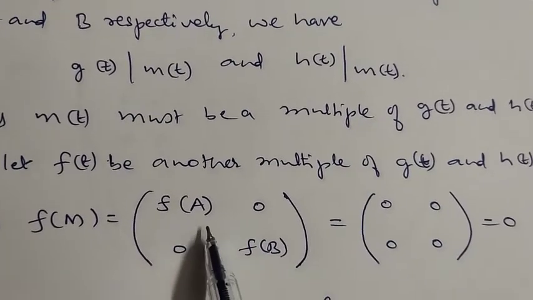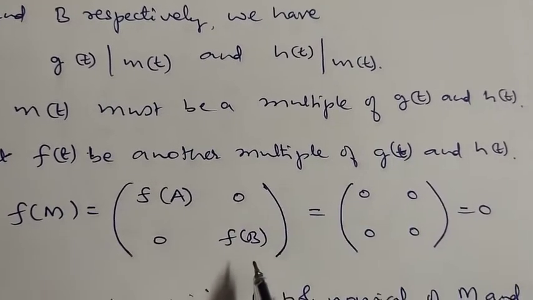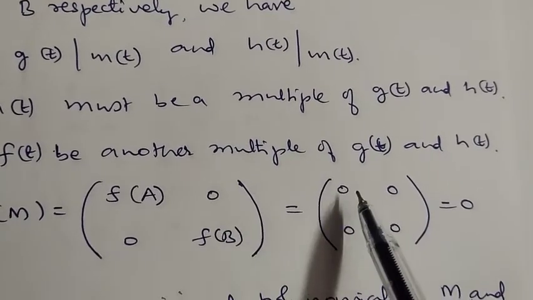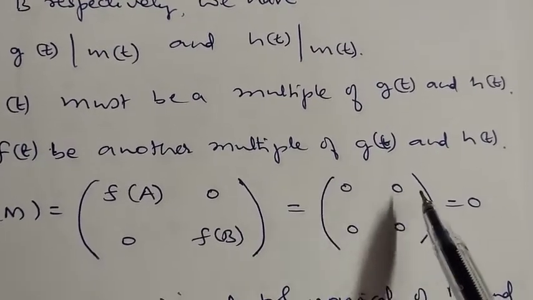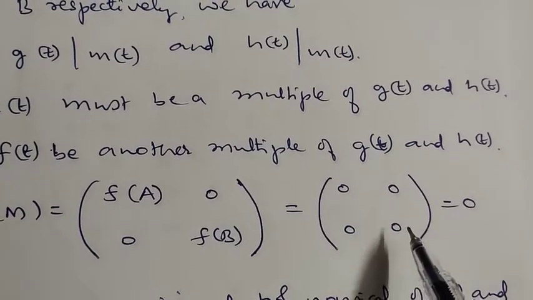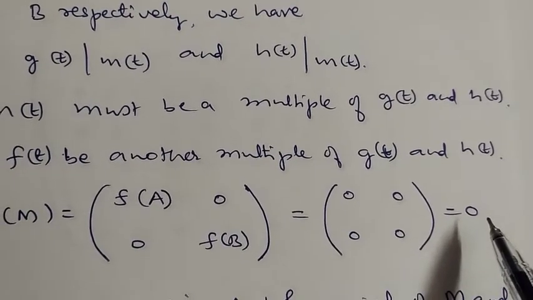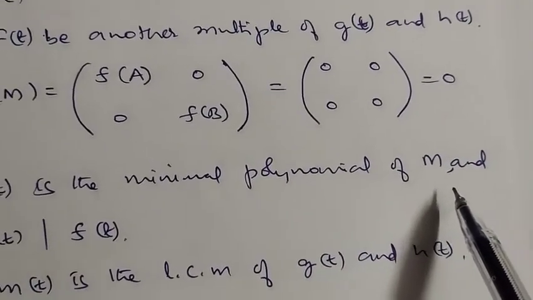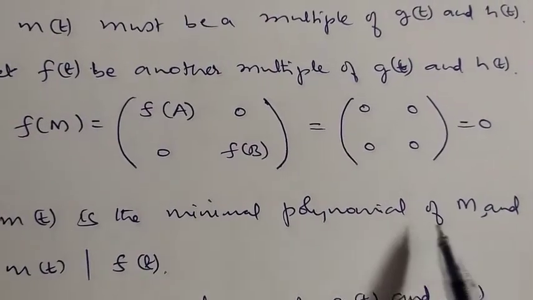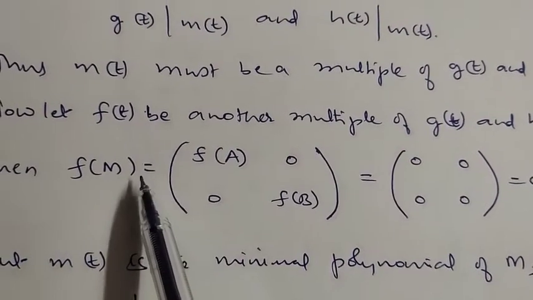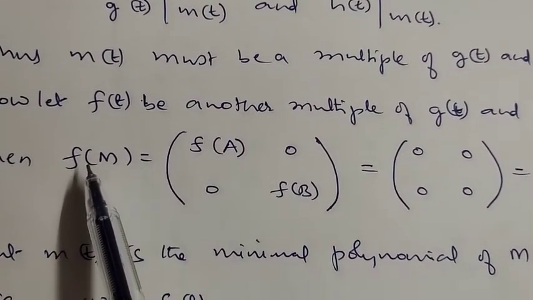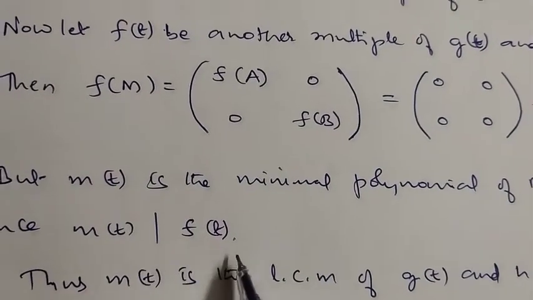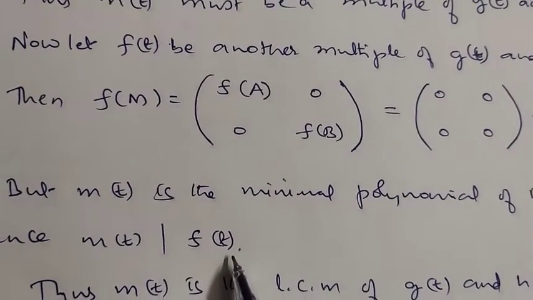F of M is f of A, 0, 0, f of B. Now f of A is 0, and f of B is 0, so this is equal to 0. But m of t is the minimal polynomial of M, and M satisfies f of x also. Therefore, by definition of minimal polynomial, m of t divides f of t.